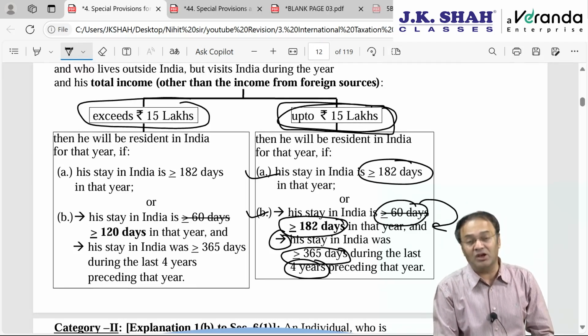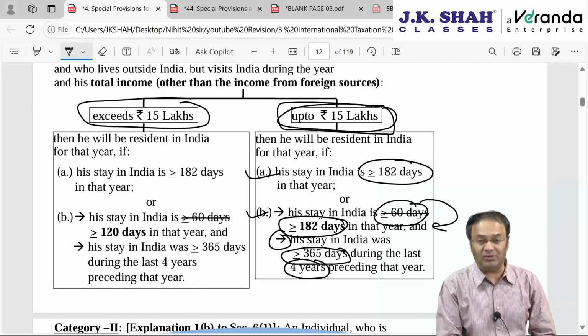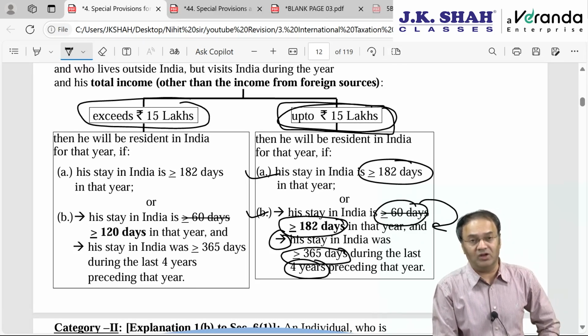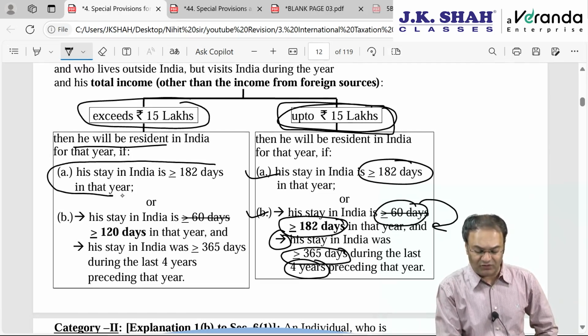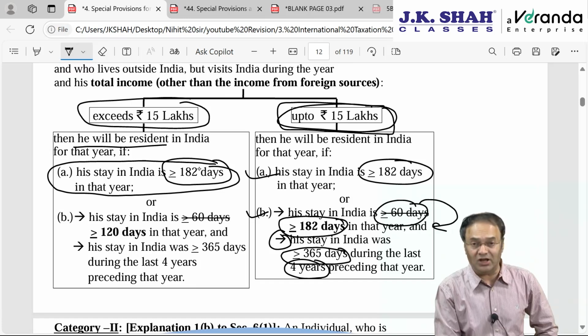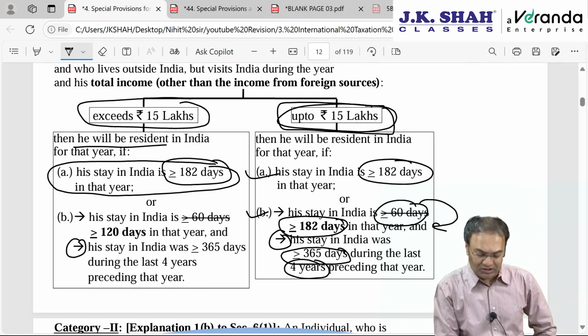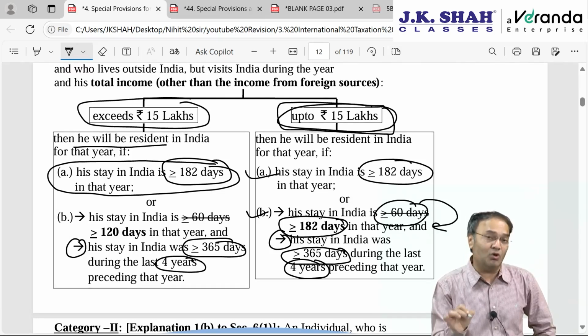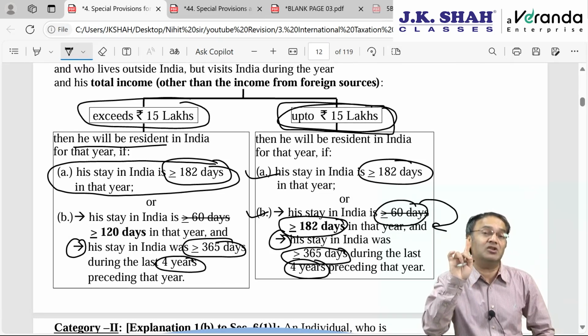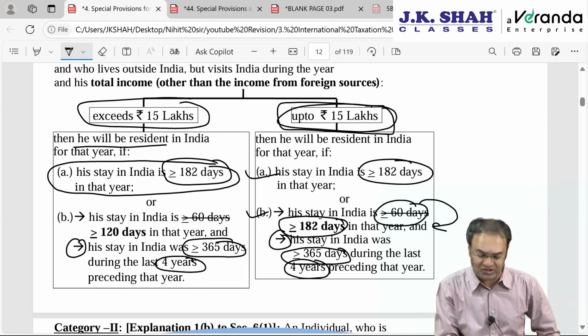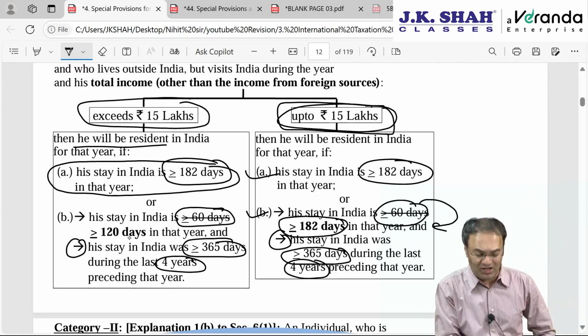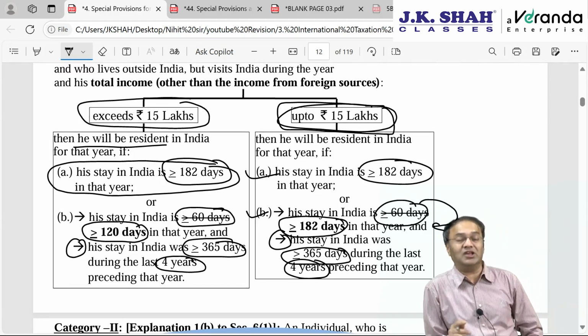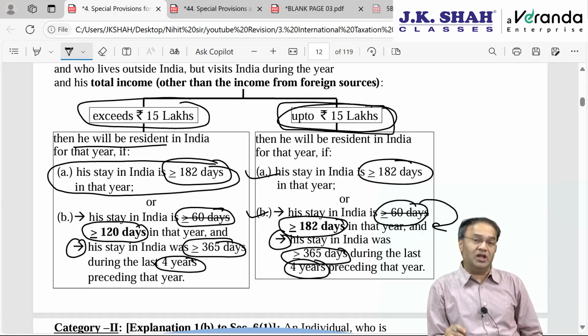If his Indian income is more than 15 lakh rupees, but which income? Answer: total income. It does not say net income or gross income, by default gross income. Then he will be resident in India in case he fulfills the first basic condition. First basic condition will remain intact: 182 days or more. Second basic condition part B will also remain the same: 365 days or more in the last 4 previous years. What will get changed is only the second basic condition's first part. The first part which was supposed to be 60 days, 60 days here will be replaced by 120 days. 60 days doubled, 120 days or more. Then he will be resident in India.